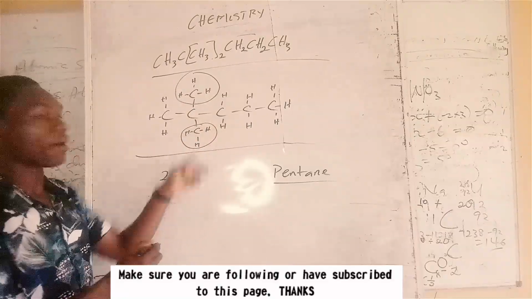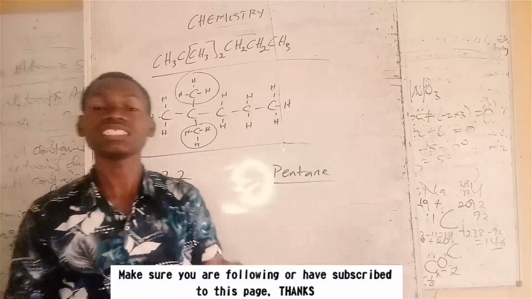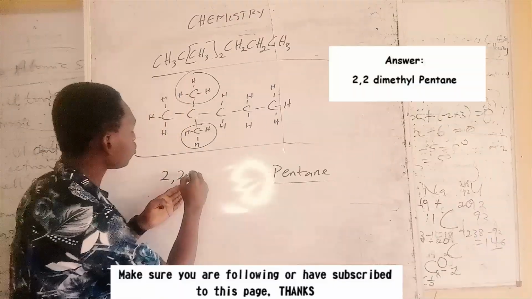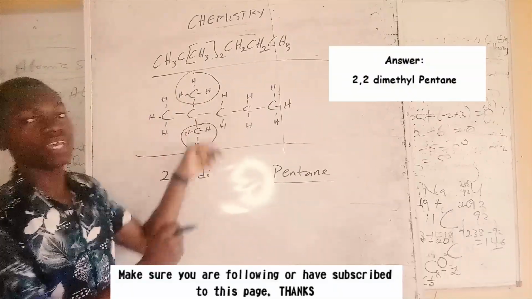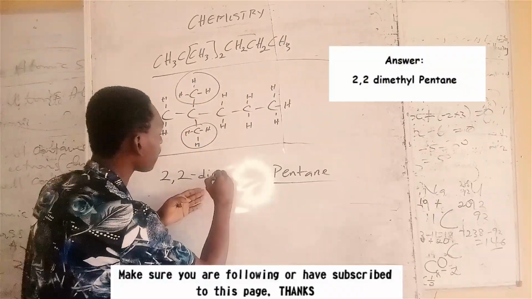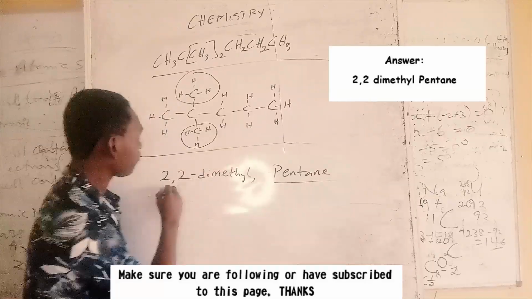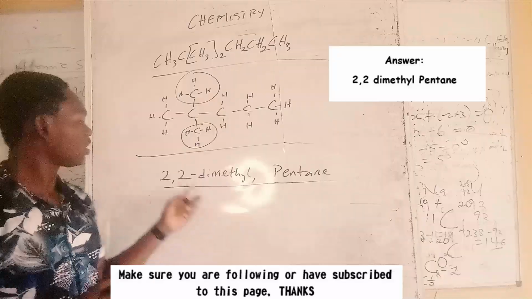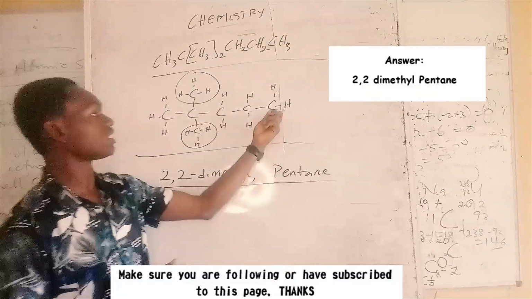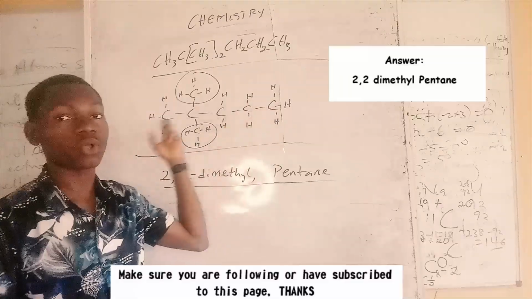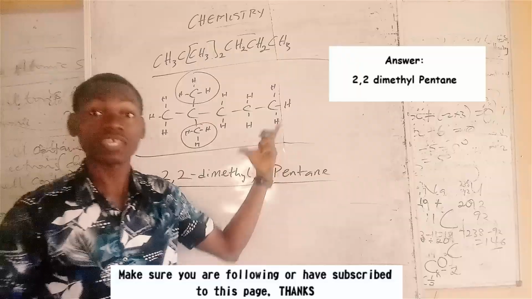2, 2 methyl. Since it is appearing twice, we call it dimethyl. Di simply means twice. So 2, 2 di, and I said this particular group here is a methyl group, so it is dimethyl. So the IUPAC name for this compound is 2,2-dimethylpentane. Pentane because pent, which is 5, is our longest chain here. ANE because it's an alkane family.